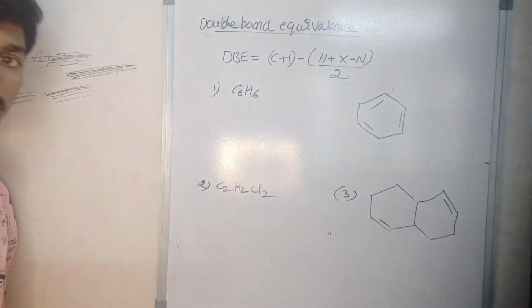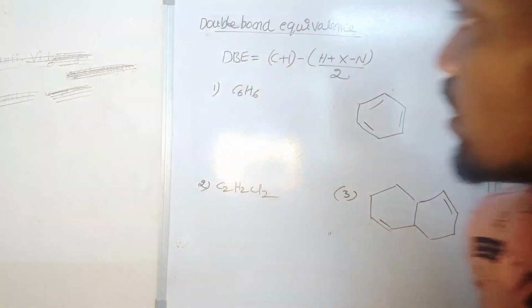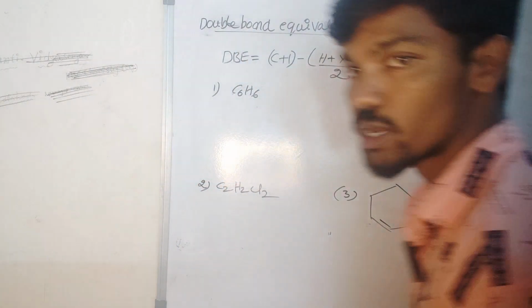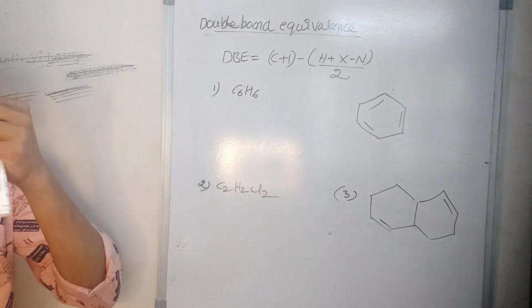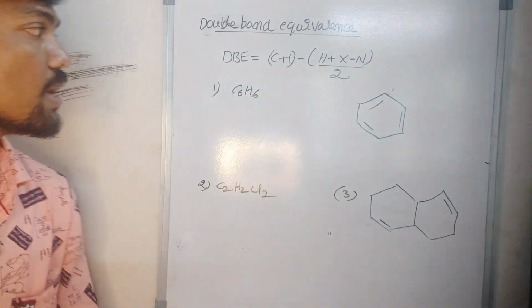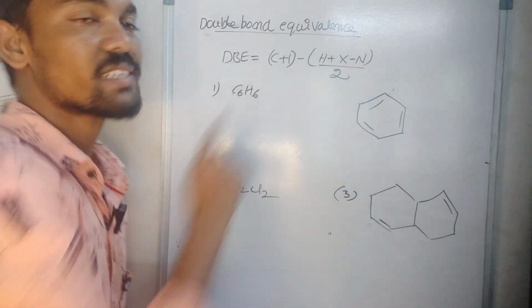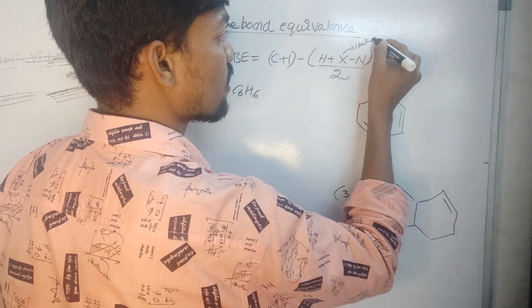Okay friends, the next concept is double bond equivalence. How can you find double bond equivalence? Today we are going to discuss this. What is the DBE rule? The DBE formula is C plus 1 minus H plus X, where X is the number of halogens.